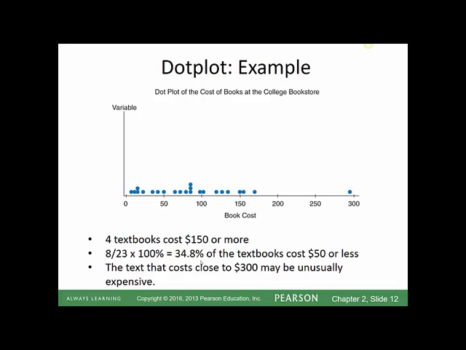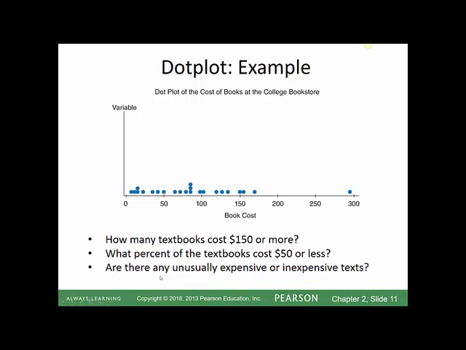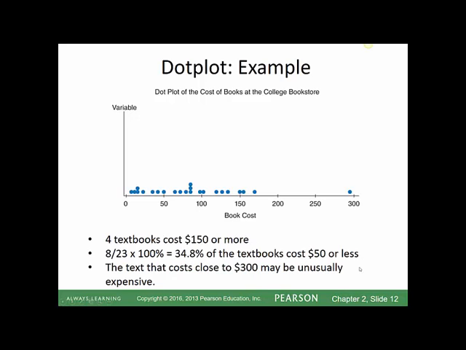The last question, if you remember, asked about are there any unusually expensive or inexpensive texts. By looking at this dot plot, notice that this value 300 seems way off. It's far apart from the group. That's really the only big gap here, between this dot and this dot close to 300. So the text that costs close to $300 seems to be unusually expensive.